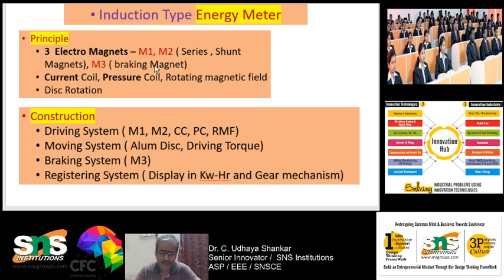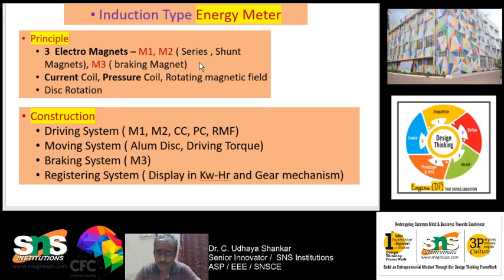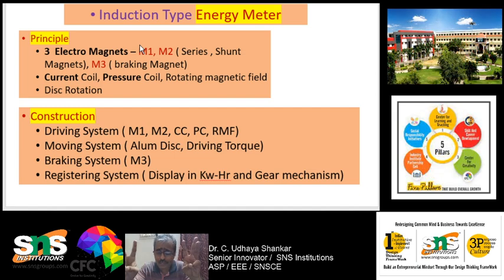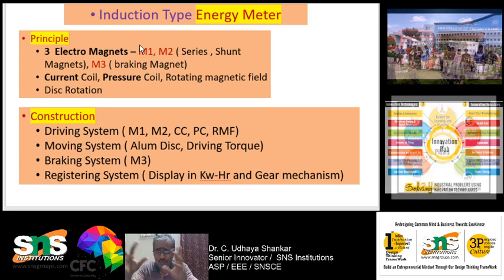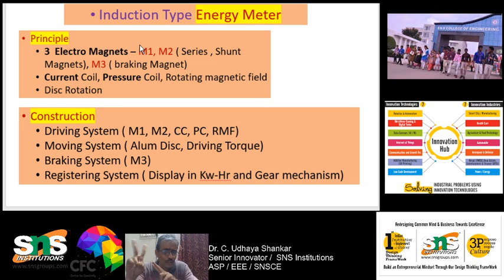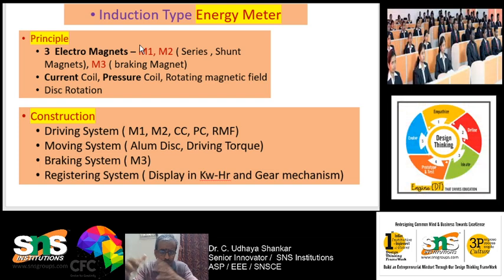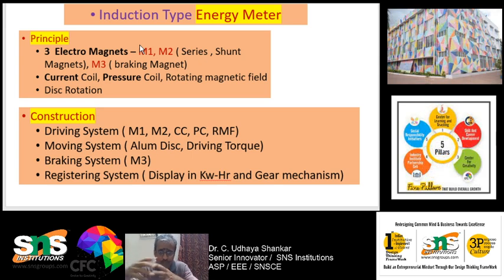While we discuss the working, you will understand what each and every magnet is going to do. But normally if you dismantle an energy meter, it will have 3 magnets: the series magnet, the shunt magnet, and the braking magnet. So these are named M1, M2 and M3. And it has 2 different coils. One coil is called the current coil, which will be wound over M1 or M2. Similarly, it has one pressure coil, again wound over M1 and M2.